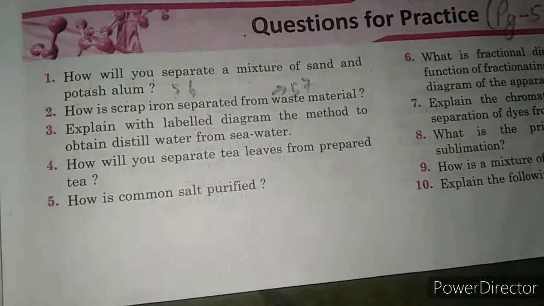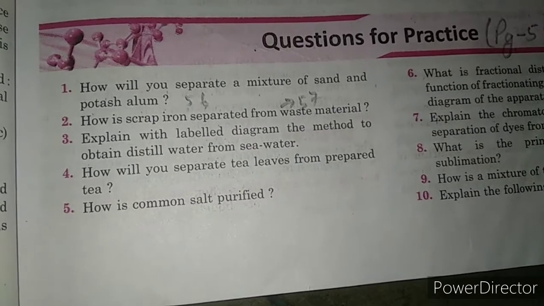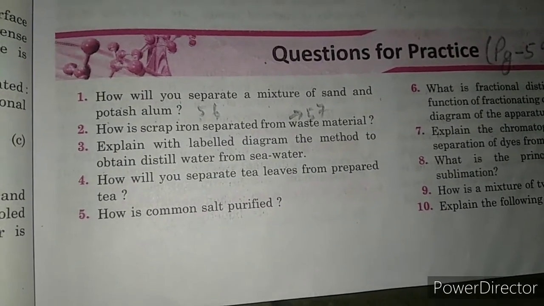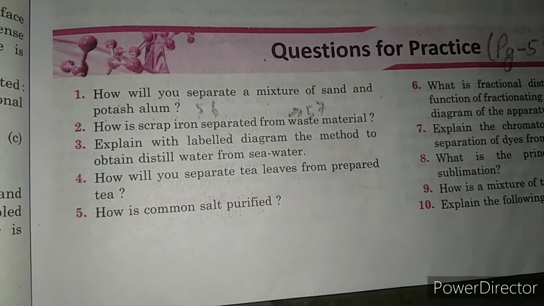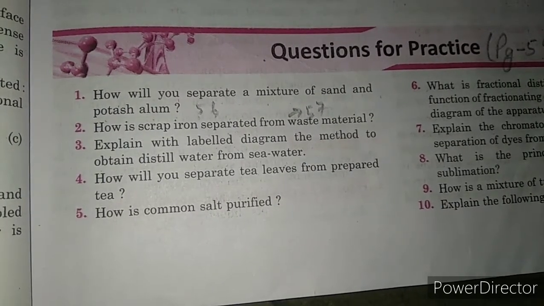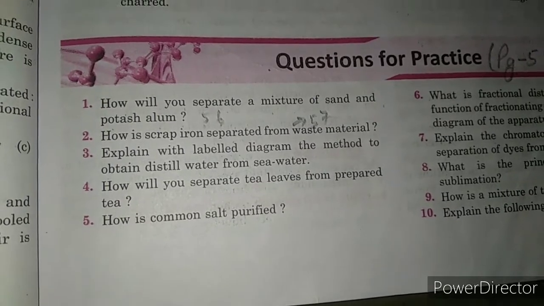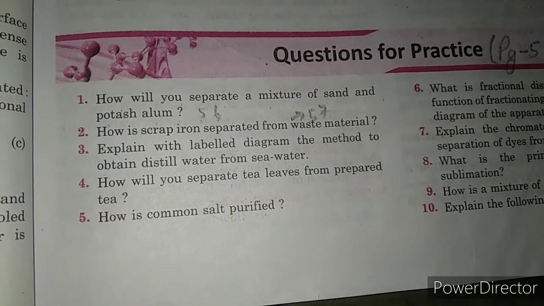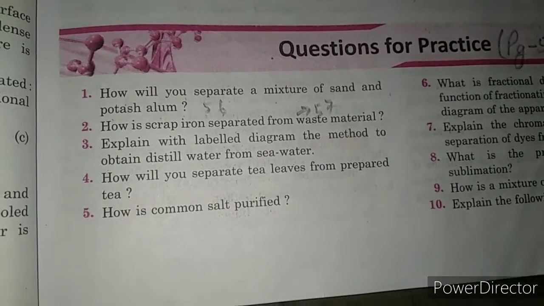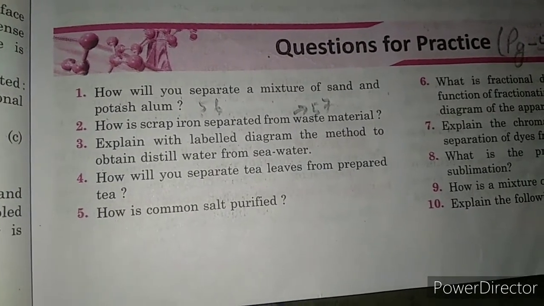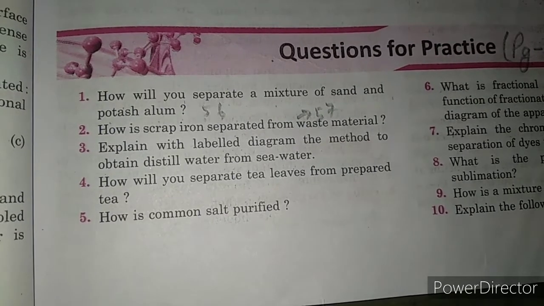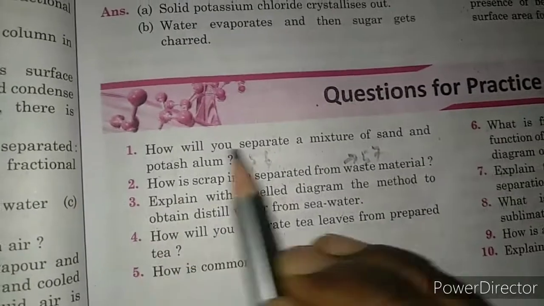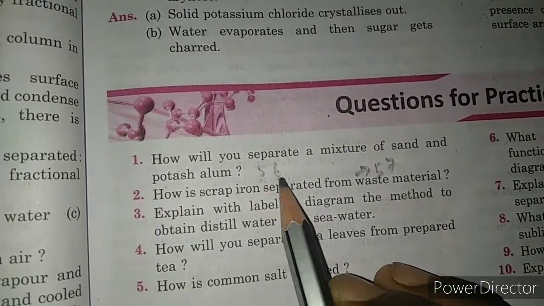Then what will happen? In the form of residue, sand will be separated, and the solution of potash alum and water can be evaporated, and the water is evaporated in the form of water vapor, leaving behind the potash alum in the dish. This is how you can write in your words. But here let us see what has been given on page number 56.